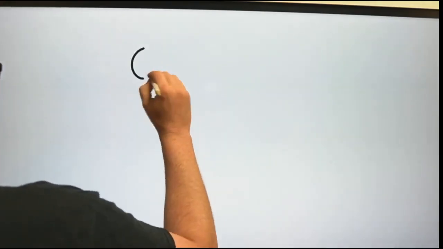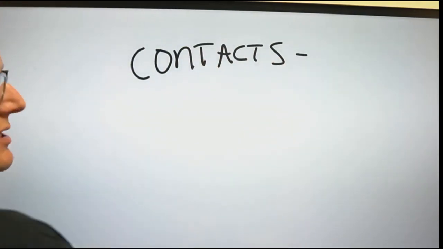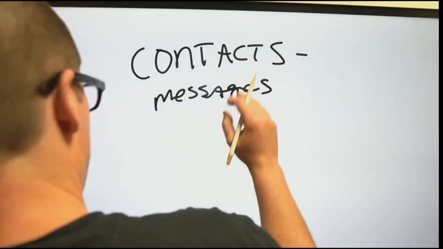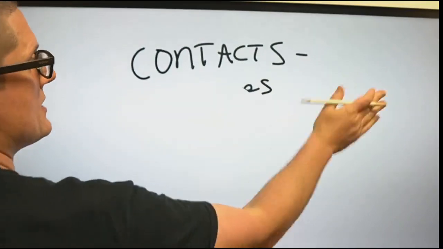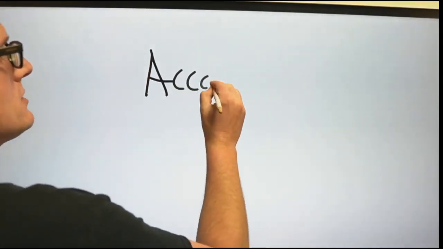Very, very important. Some of the other things that we want to make sure of, along with messaging, is that we have our contacts. Real phones have contacts and messages. It's going to be in your very best interest to make sure that you have an account attached.